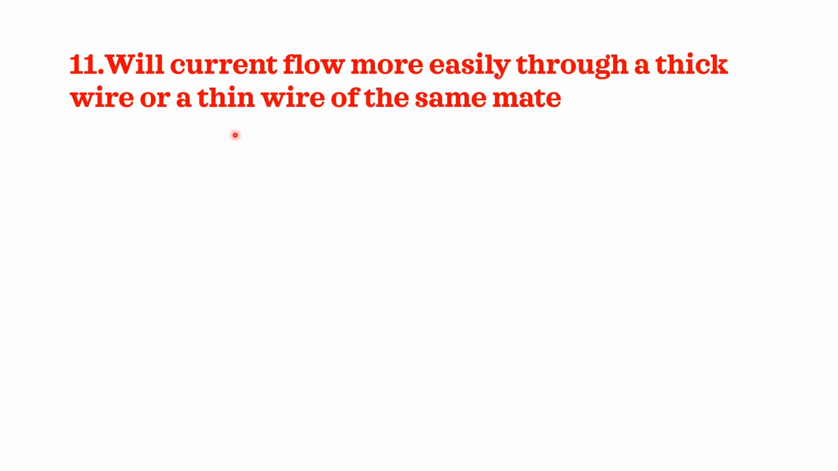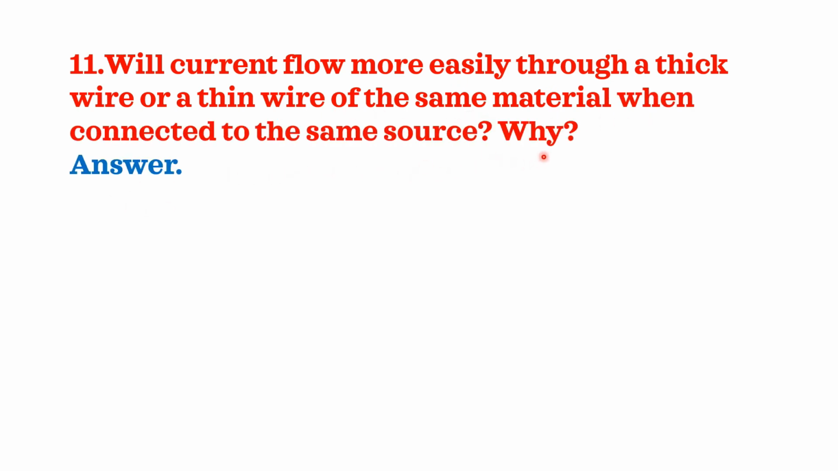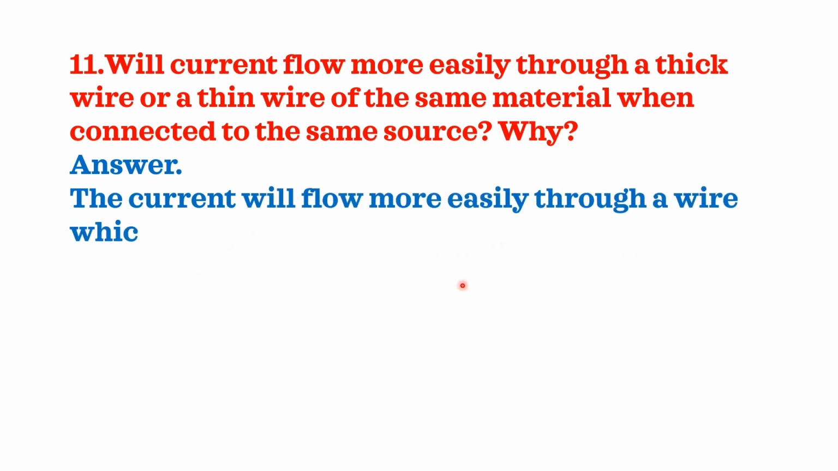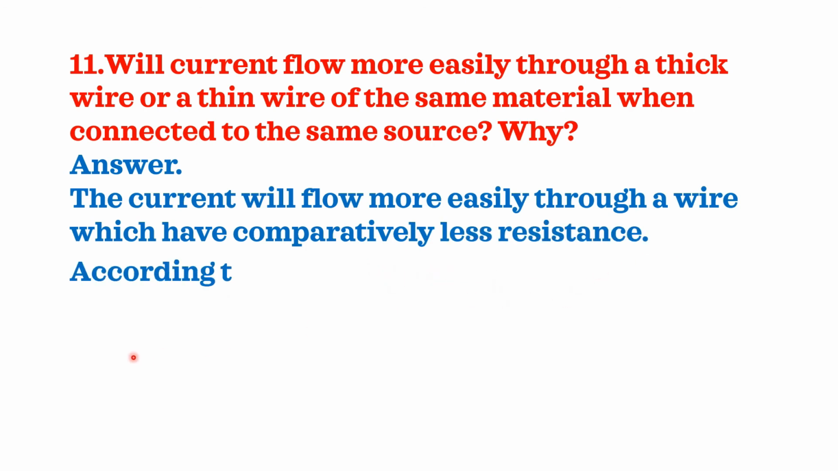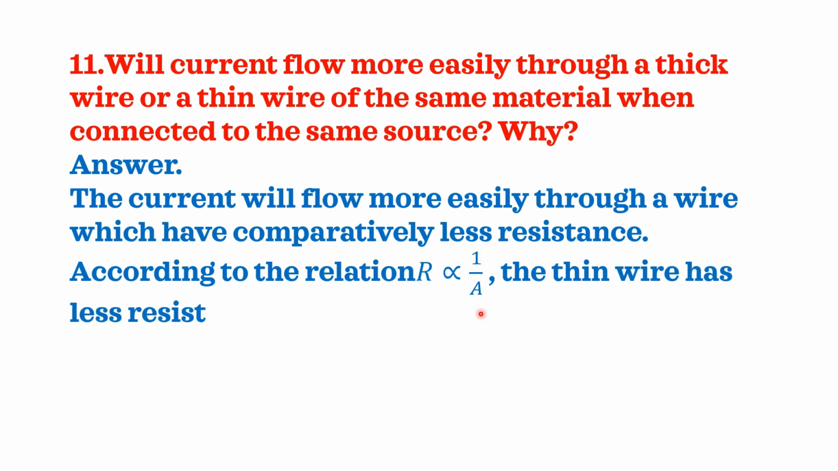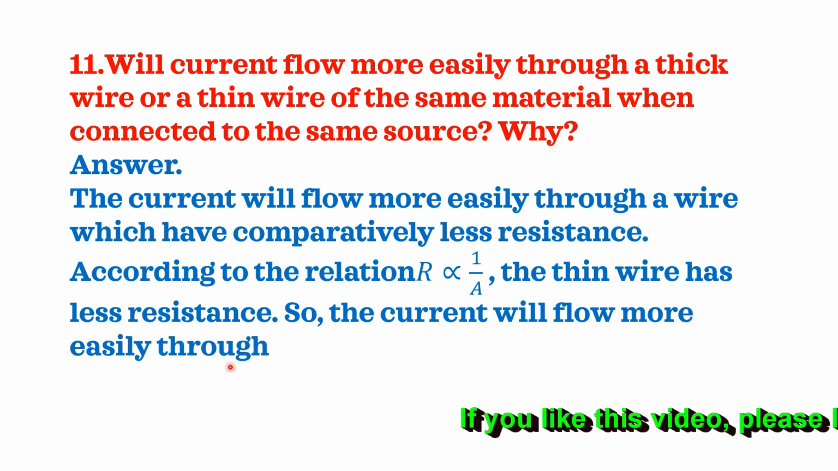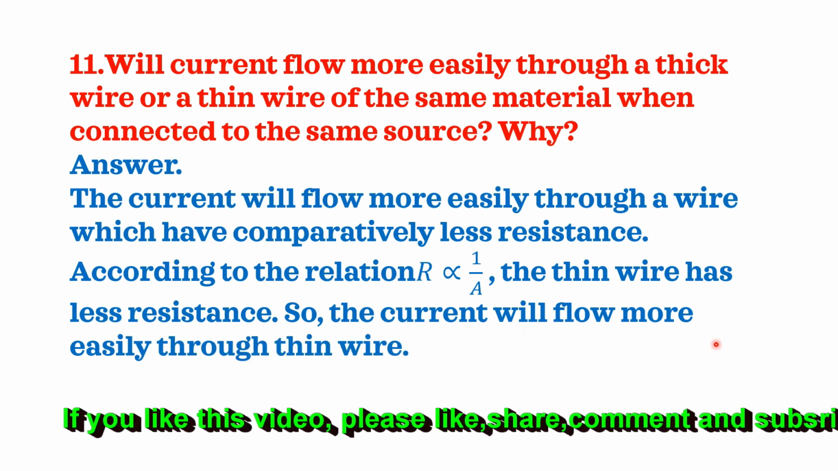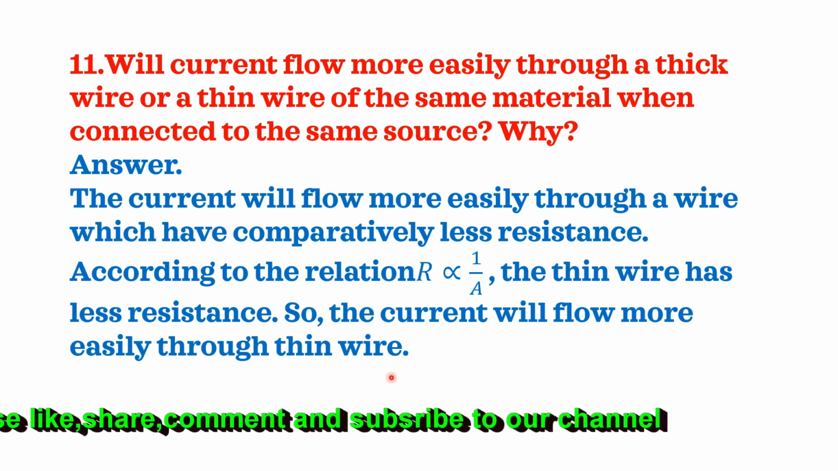Next question. Will current flow more easily through a thick wire or a thin wire of the same material when connected to the same source? Why? Here the current will flow more easily through a wire which has comparatively less resistance, according to the relation R is inversely proportional to A, where A is the area of cross section. The thin wire has less resistance, so current will flow more easily through a thin wire.